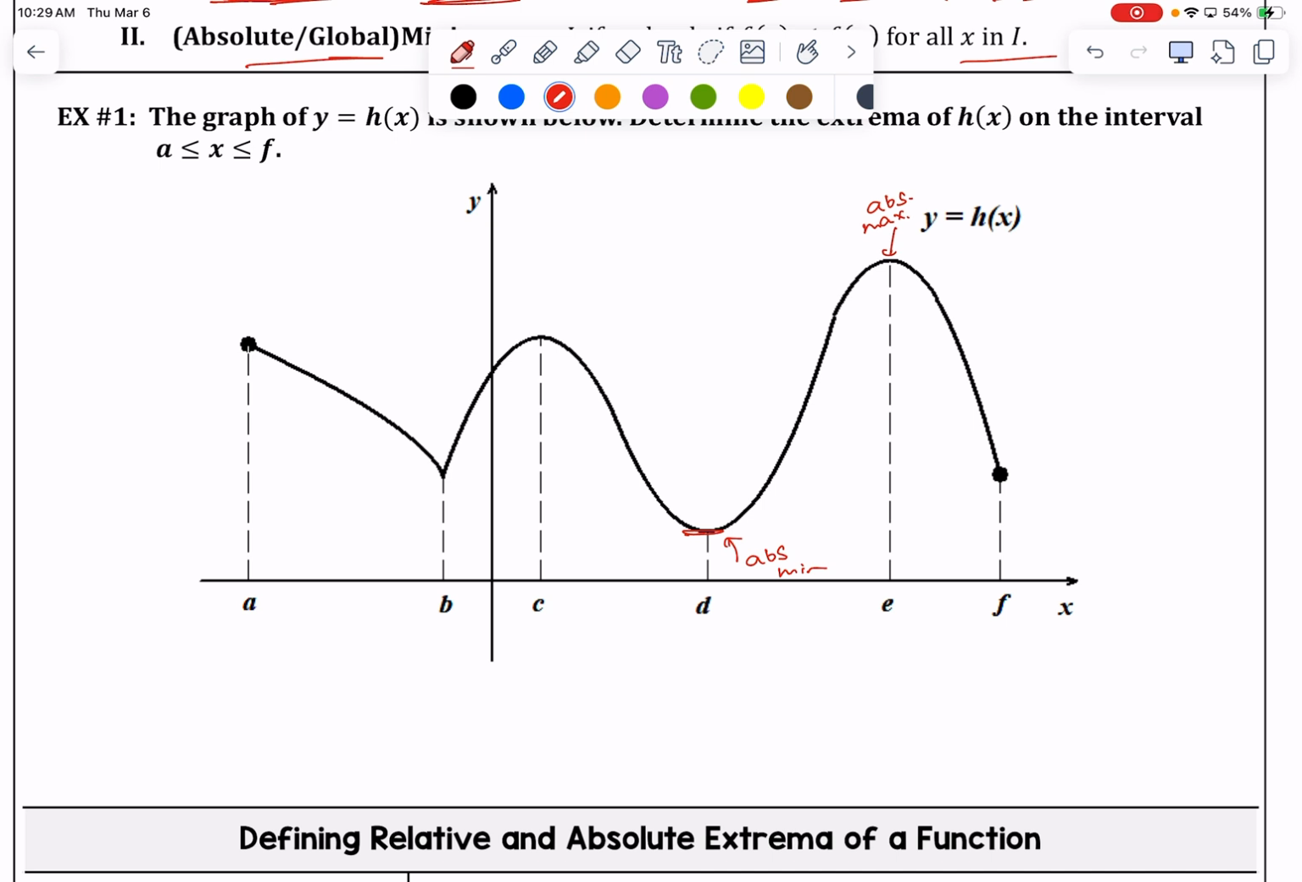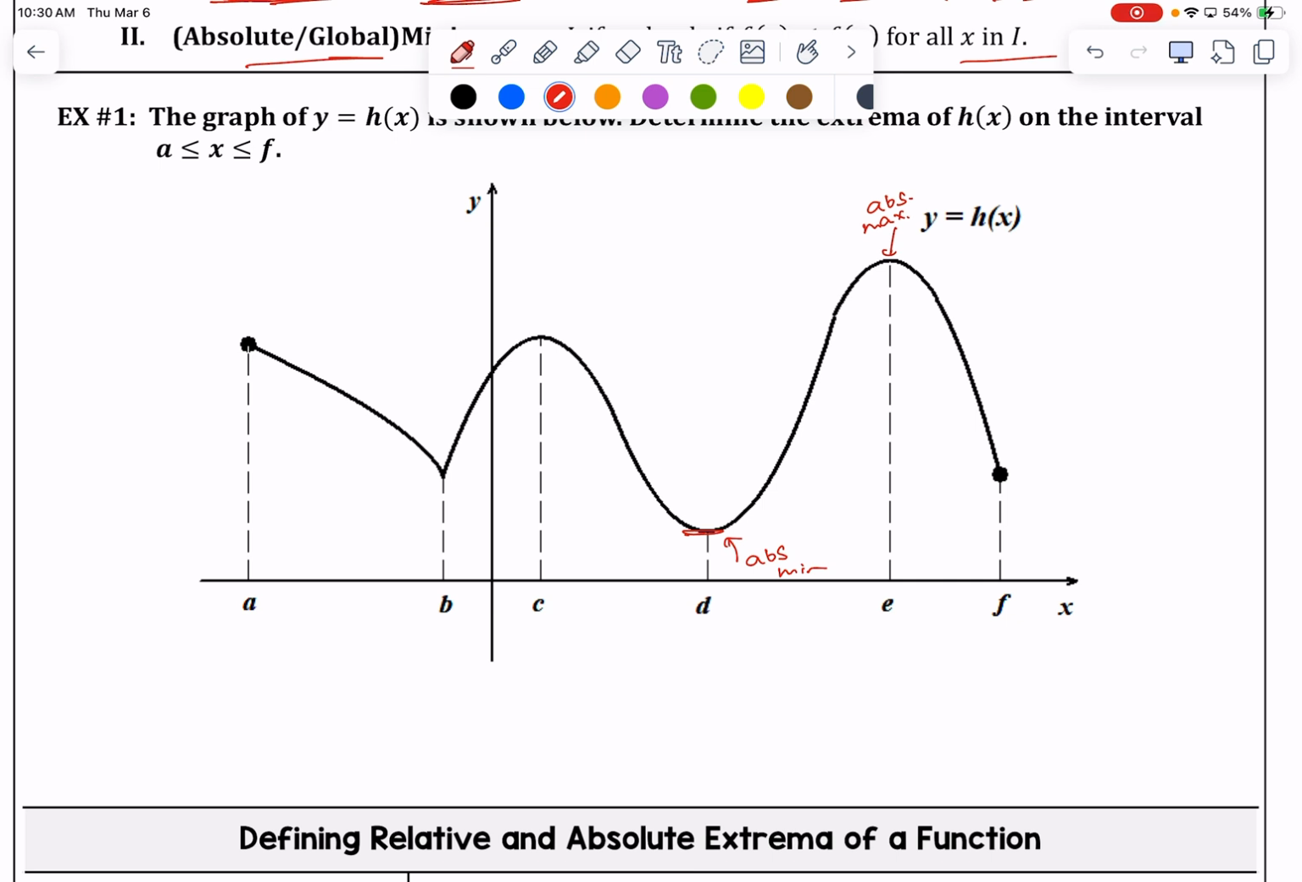So here's the thing I want you to keep in mind. Absolute maxes and mins can occur at endpoints, and they can occur at what's happening in between the endpoints. Can you tell me what's special about all those other points? They're all special. What is special about them? They are all special. You are correct. What is special about B, C, D, and E? They're relative mins or maxes. They are relative maxes or mins. That's true.